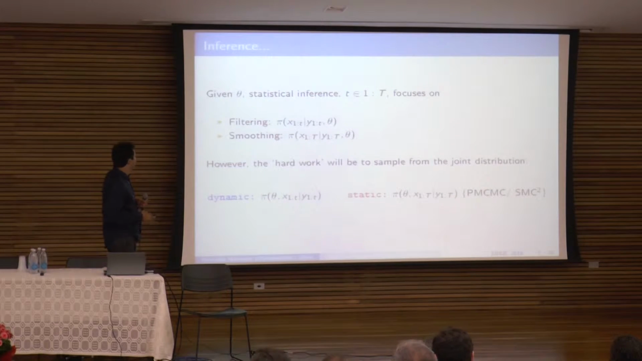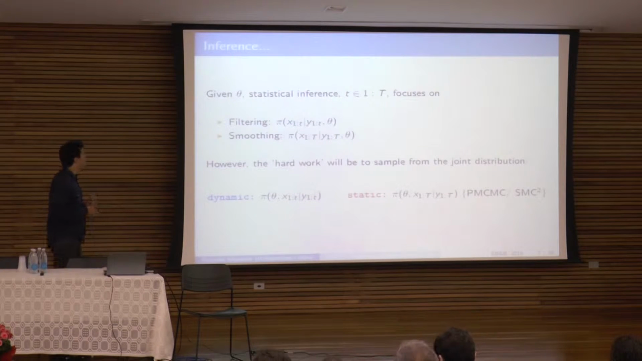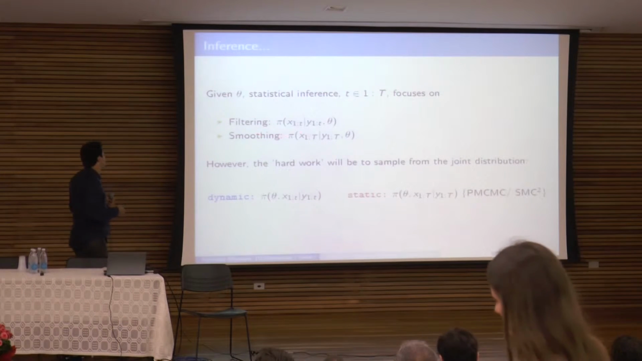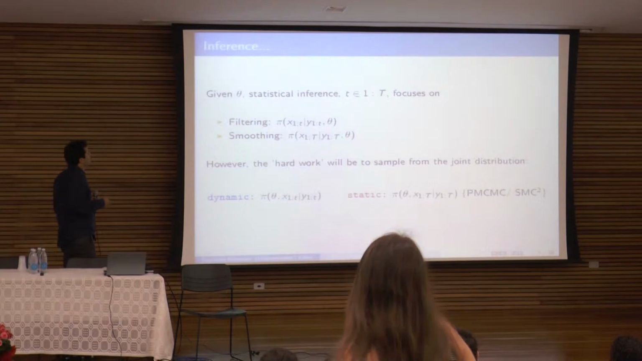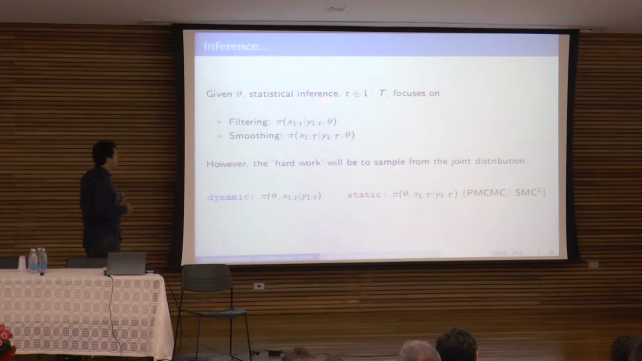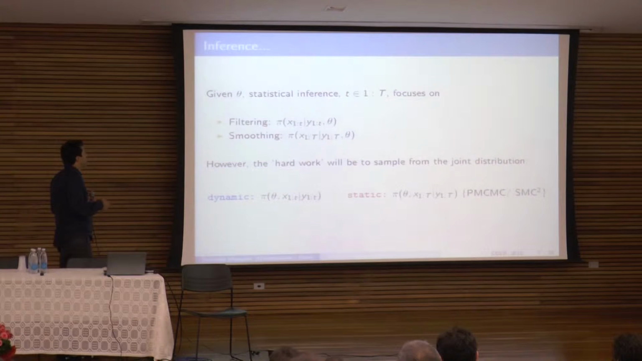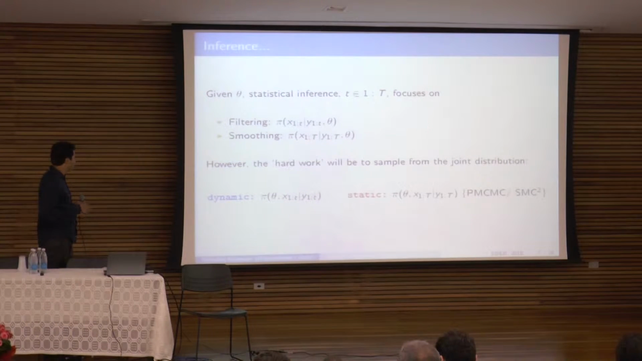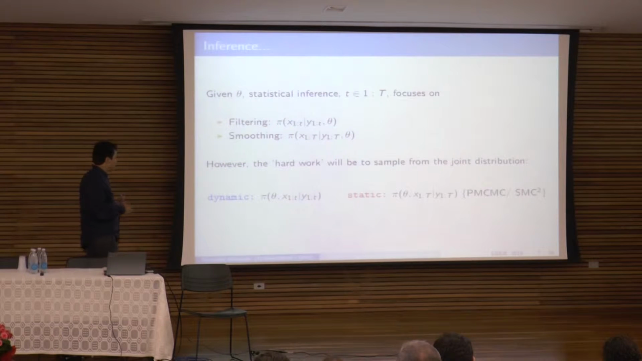So, in the state space model, given theta, if theta is known, the inference relies on the filter distribution or the marginal distribution, for t in 1 to T. Or maybe you have the whole data, and you want to understand the posterior distribution of xt. Then you call it filtering and smoothing. However, the hard work will be sampling from the joint distribution when theta is unknown.